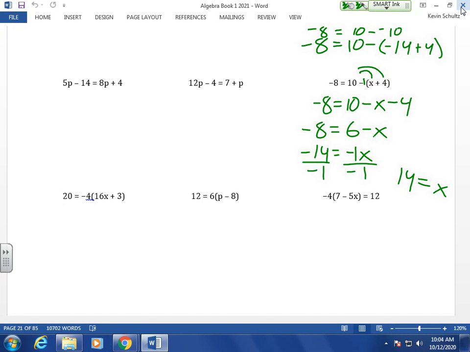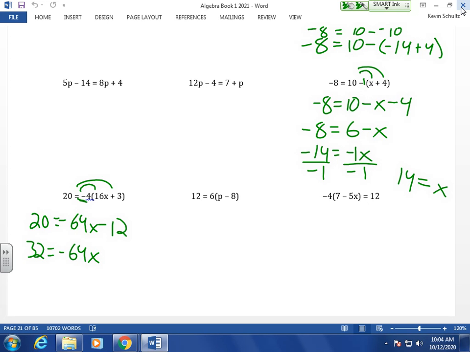Last row, distribute in that negative 4. So we have 20 equals negative 64x minus 12, because don't forget that sign belongs to the 4, so it's a negative 4. Add 12 to both sides. That gives us 32 equals negative 64x. Our brain wants to come up with negative 2, but what is the answer?